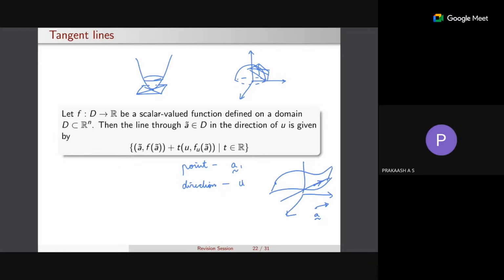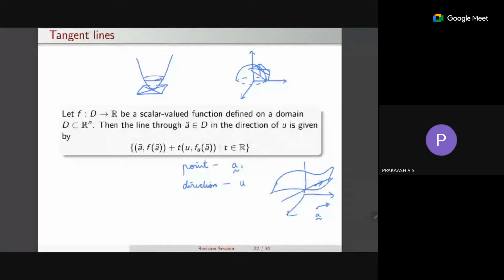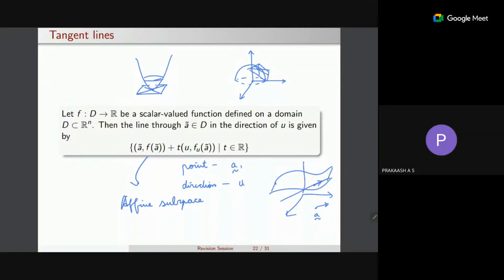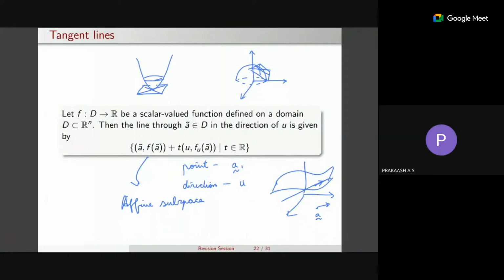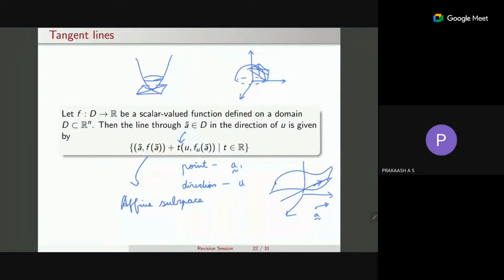You can just memorize this if you want. It is a tilde comma f of a tilde plus t times u comma f_u at a tilde. But this should be thought of as an affine subspace of dimension 1. What is an affine subspace of dimension 1? It's a translate of a linear subspace. What is a linear subspace of dimension 1? It is just scalar multiples of a fixed vector.